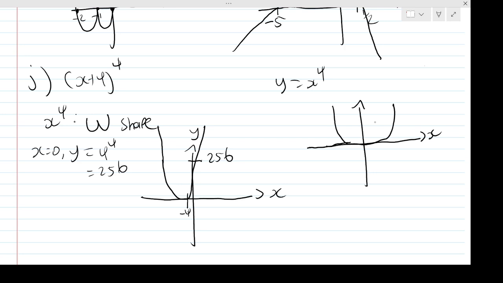Okay, and actually, it doesn't really have a W shape this time, but it still is that sort of shape. The idea is that it's going up. Okay, but yeah, cool.